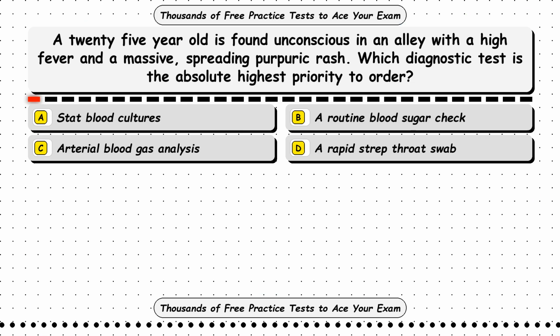Question 130. A 25-year-old is found unconscious in an alley with a high fever and a massive, spreading purpuric rash. Which diagnostic test is the absolute highest priority to order? Option A, stat blood cultures. Option B, a routine blood sugar check. Option C, arterial blood gas analysis. Option D, a rapid strep throat swab.